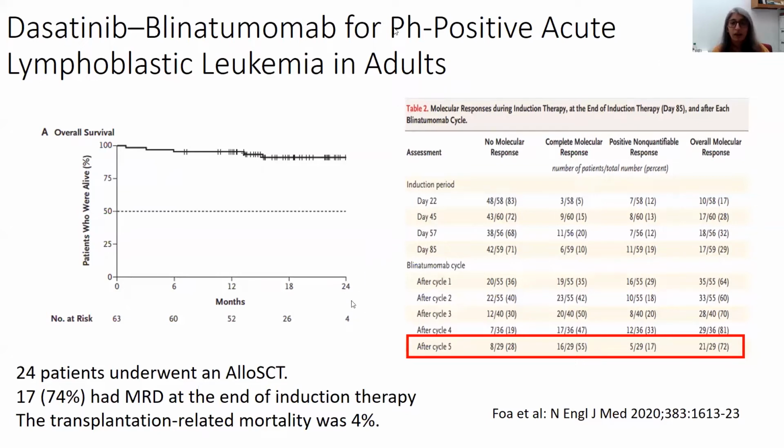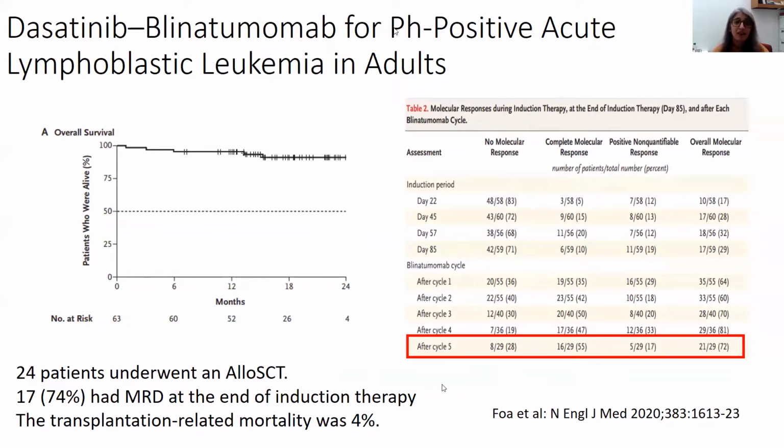Philadelphia positive ALL. This was a small study of 63 patients who received a combination of dasatinib and blina. What is really important to note is that about half of these patients went into a complete molecular response using just a non-chemotherapy-based combination. The overall survival for this group was almost 98%. 24 patients underwent allo transplant, and 74% of these 24 patients were those that were MRD positive after induction. The last kicker of this entire study was a very low transplant-related mortality, which is intuitive because these patients did not receive chemotherapy prior to their transplant, so they're in a relatively well-preserved state.